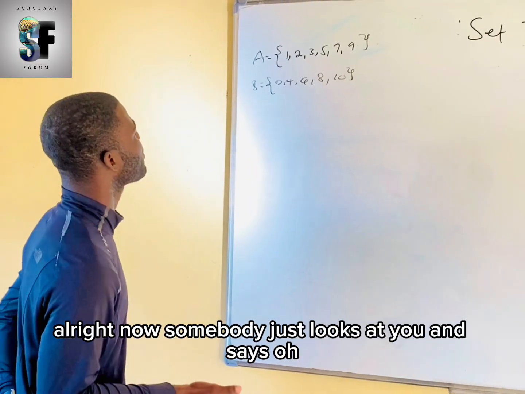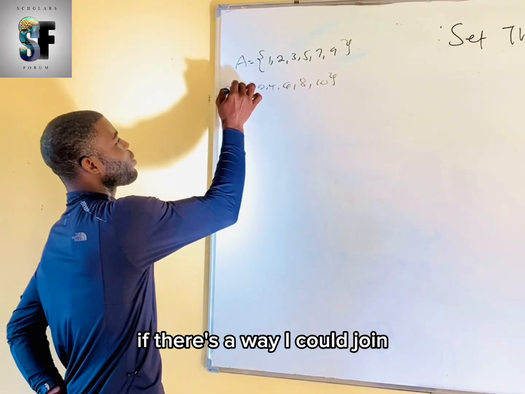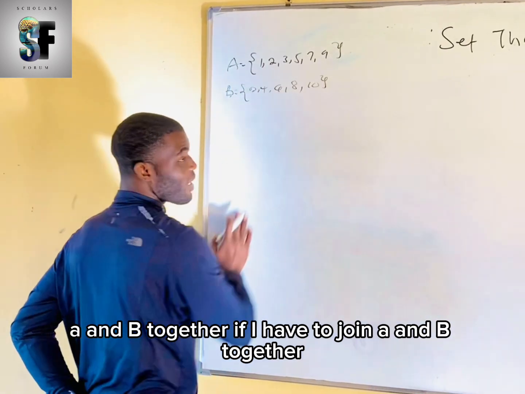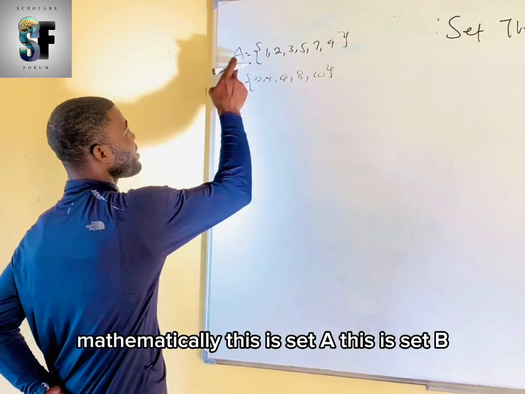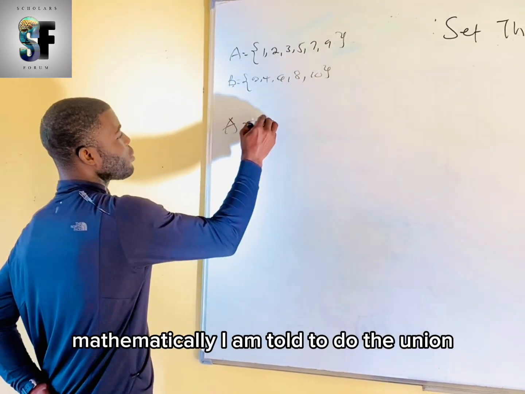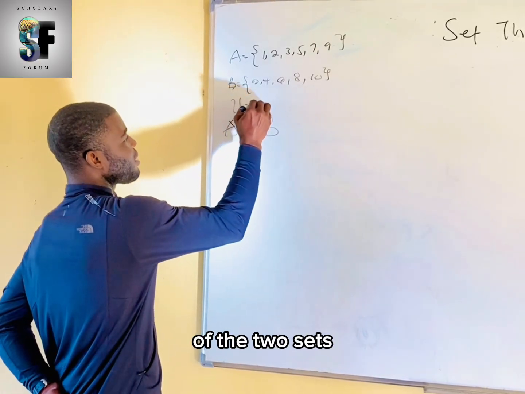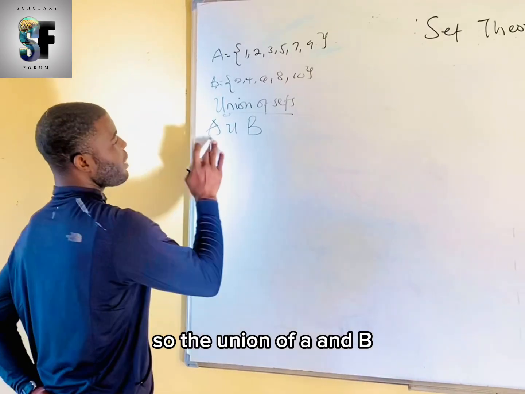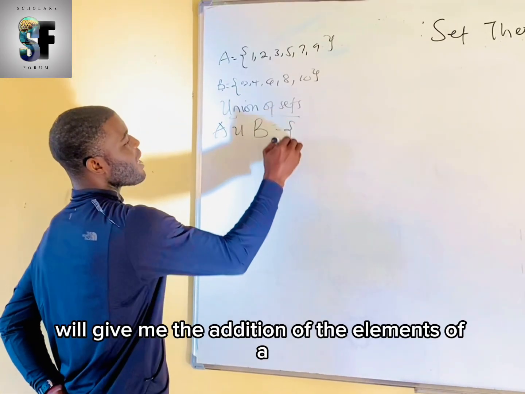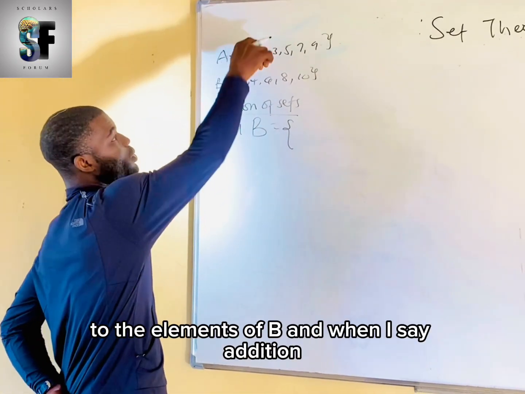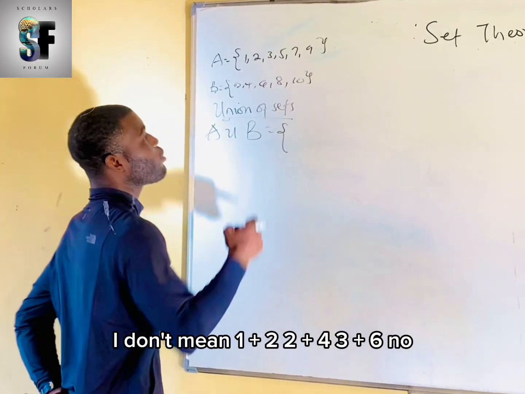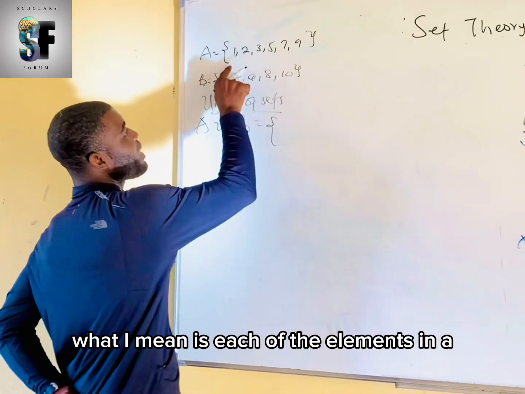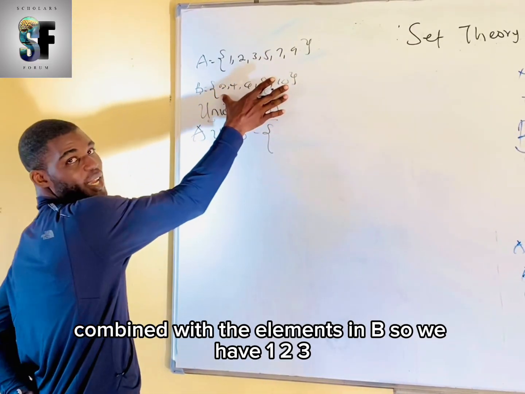Alright? Now, somebody just looks at you and says, oh, if there's a way I could join A and B together. If I'm to join A and B together, mathematically, this is set A, this is set B. Mathematically, I am told to do the union of the two sets. Union of sets. So the union of A and B will give me the addition of the elements of A to the elements of B. And when I say addition, I don't mean 1 plus 2, 2 plus 4, 3 plus 6, no. What I mean is each of the elements in A combined with the elements in B.